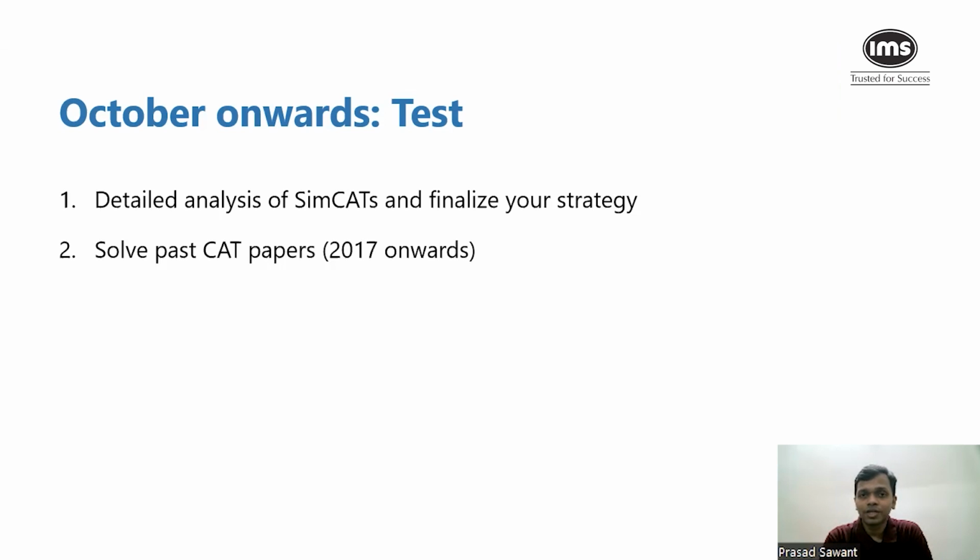You are also now ready to solve the past CAT papers, which are 2017 onwards. These papers are there in public domain. And in my IMS dashboard, you will be able to access these papers as test. So you can actually time yourself and take it as an actual CAT paper. So 2017 onwards papers are very, very crucial. And the last 2 months is what you should keep reserved to solve these papers.